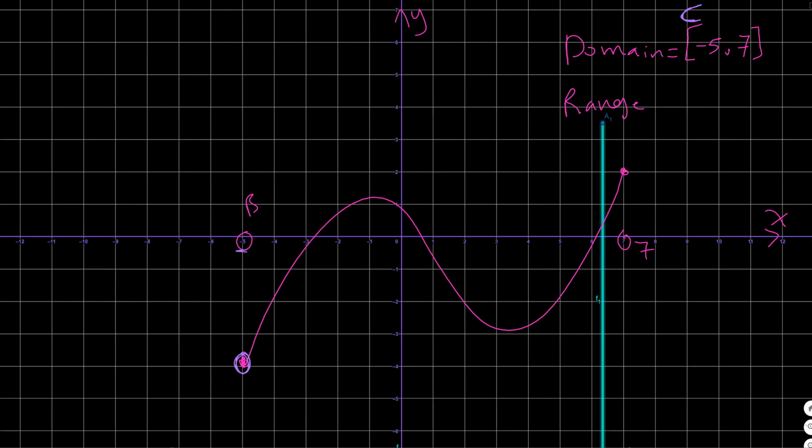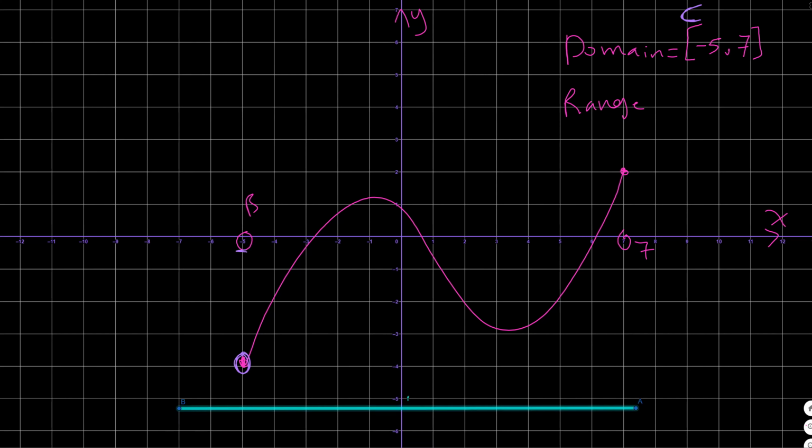What about the range? The range is the same way, but instead of moving from left to right, I move up and down. Now we're going to understand how we can find the range. To find the range, we go from the bottom, then we go up.